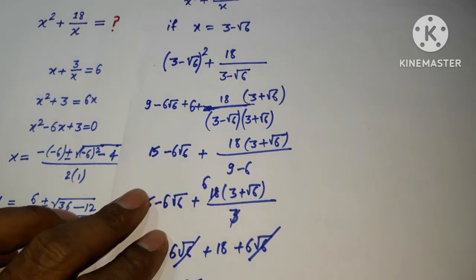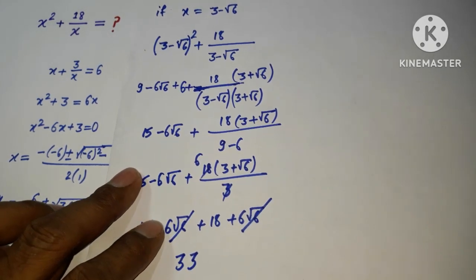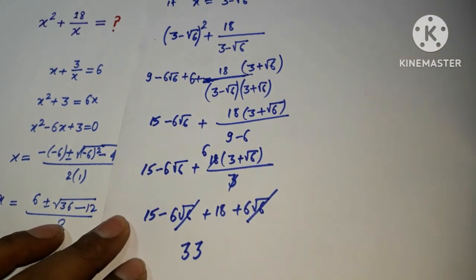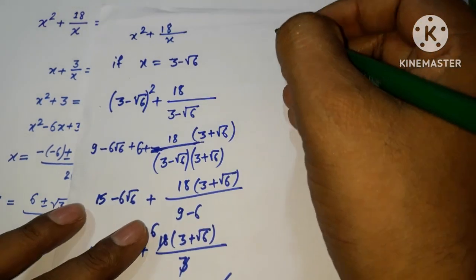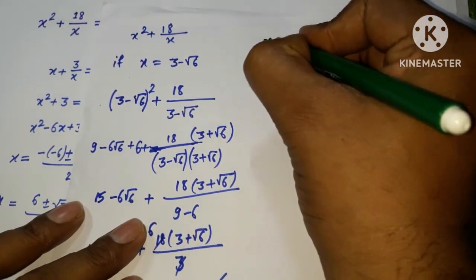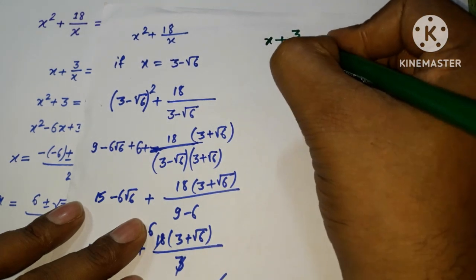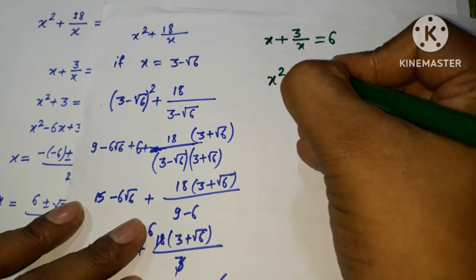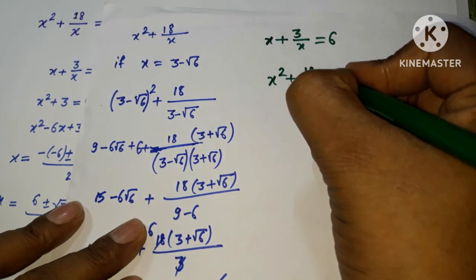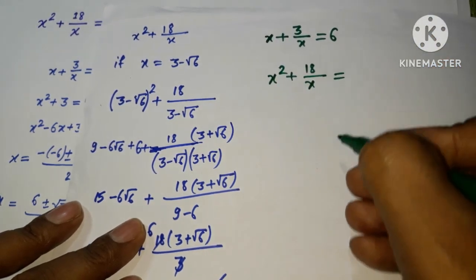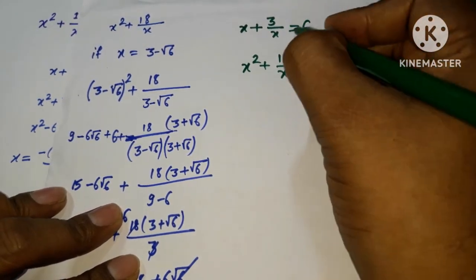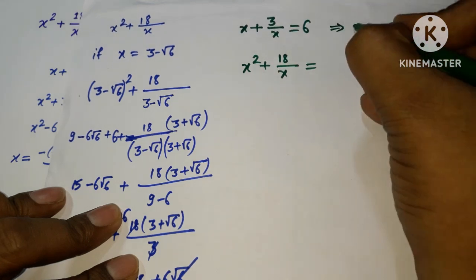Now I am talking about the second method to go through it without using quadratic equation. So that can be solved in this way. Suppose x plus 3 by x is equal to 6, and we need to get the value for x square plus 18 divided by x. So what will be the value for x? So here I just calculate this one.